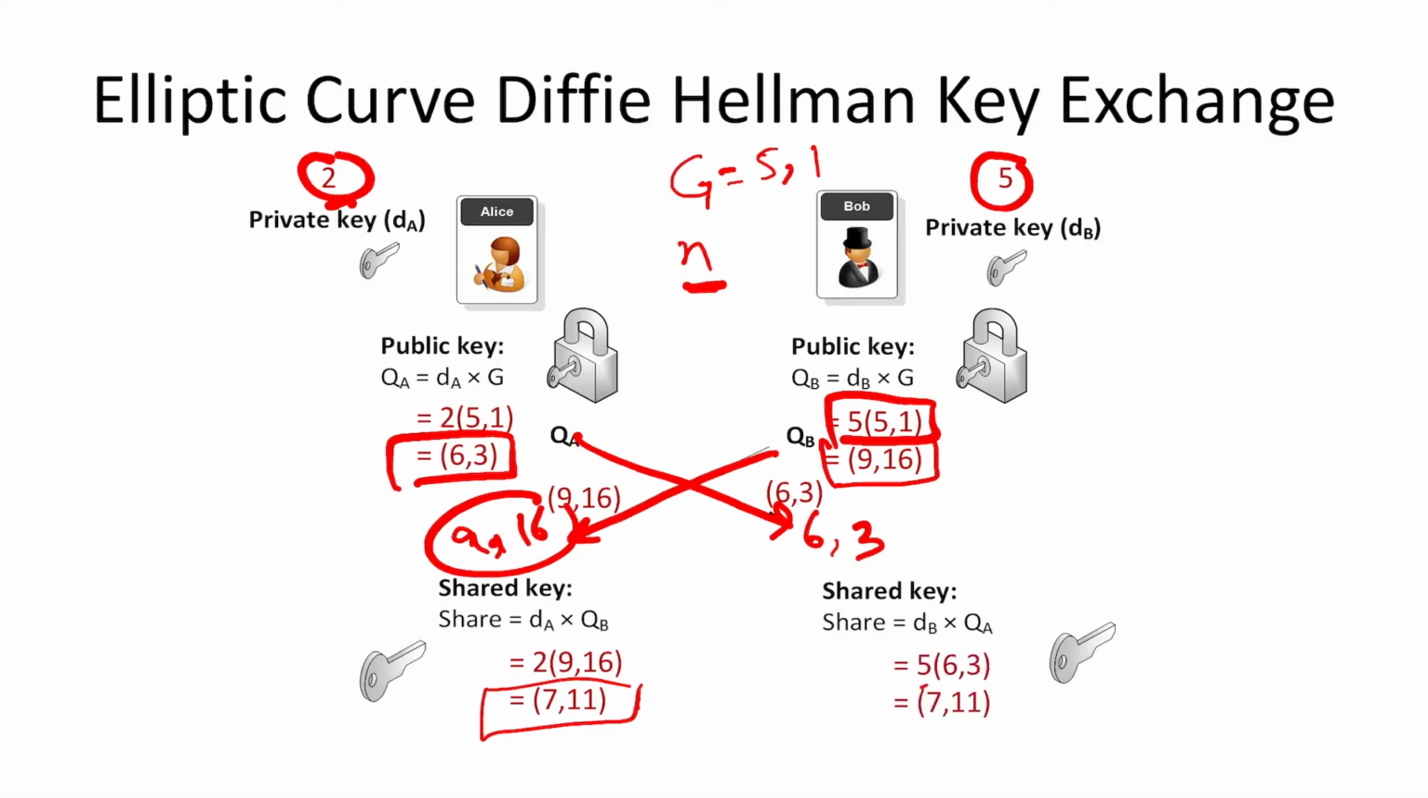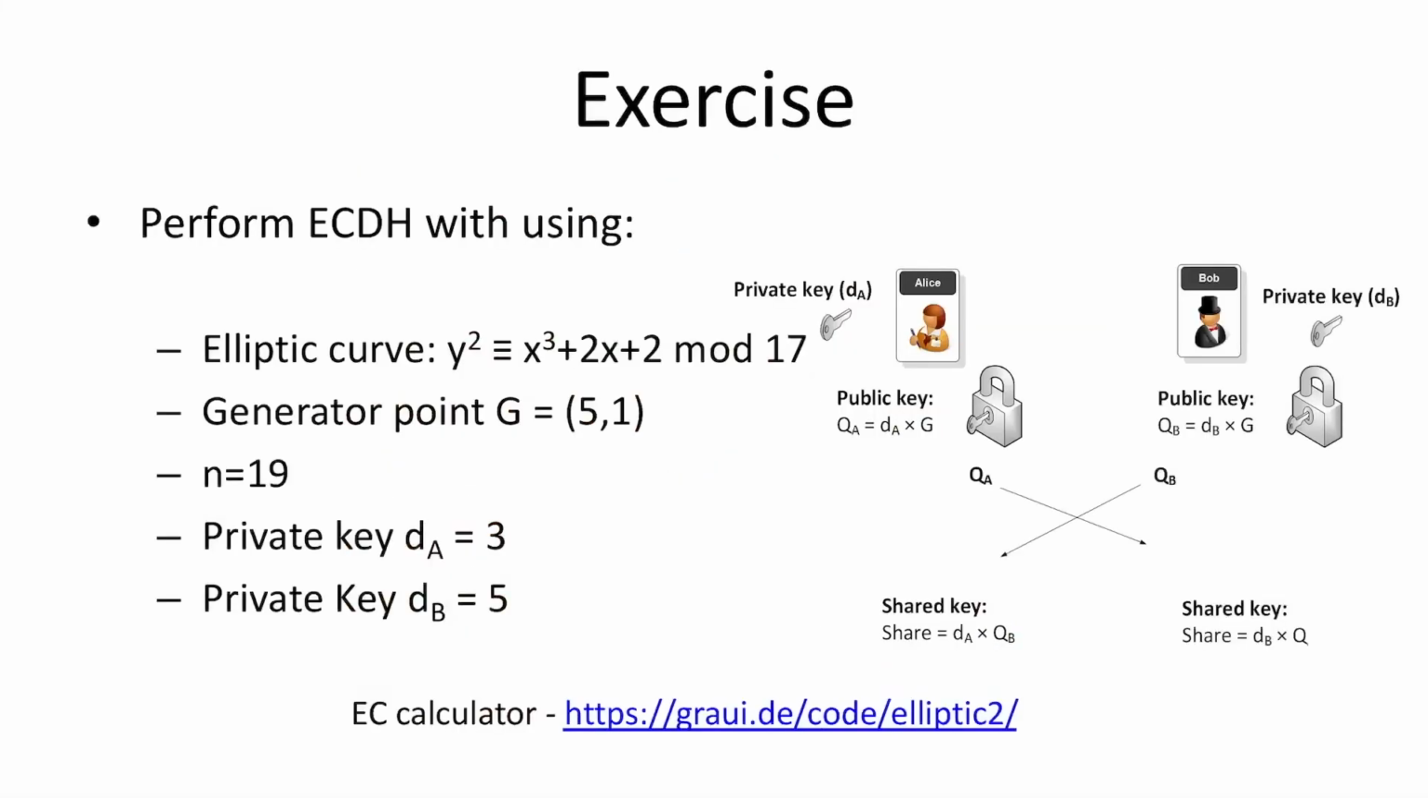And then Bob is going to multiply his private key, which is 5, with the received public key, which is Alice's public key 6, 3. So they will get a point from this computation, which is, let's assume, going to be 7, 11. So now Alice and Bob have both computed the same point, which is 7, 11. This is a shared point. And then they can convert this point 7, 11 into a key that can be used as the session key.